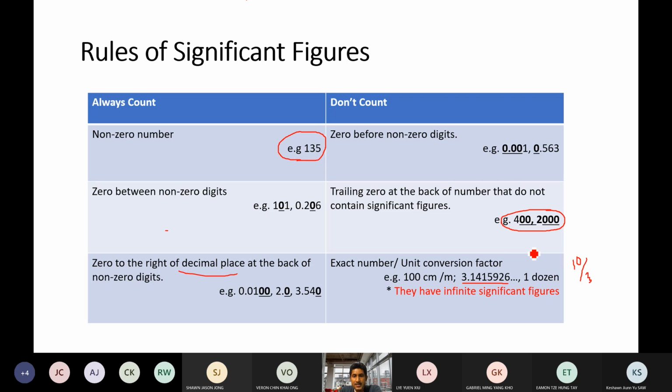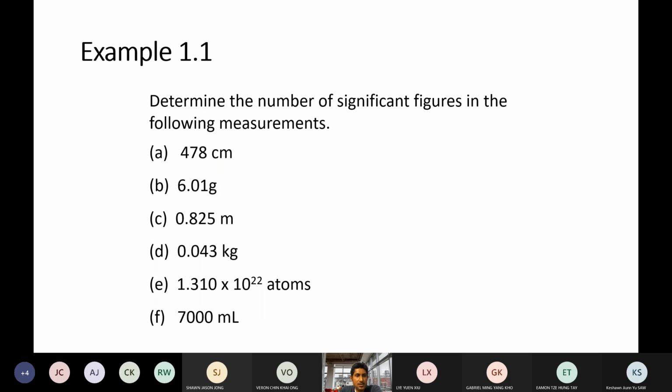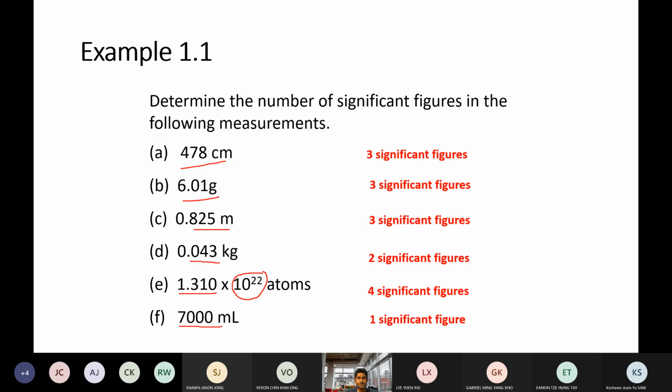All right, so these are the rules. Now this is the determination you have to go through. This is 4 significant figures, this is 3, this is 3, and this is 2 significant figures. In scientific notation, the 10 powered figures are never counted for significance; the digits before them are always counted. This is 4 significant figures. For 7,000, there is only 1 significant figure, because the trailing zeros are never counted.